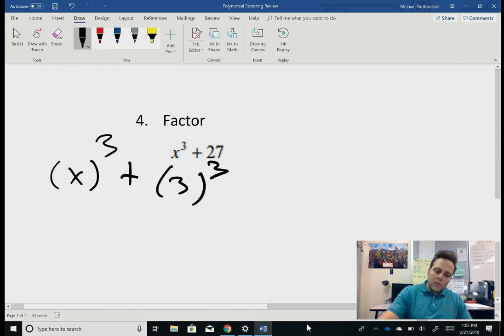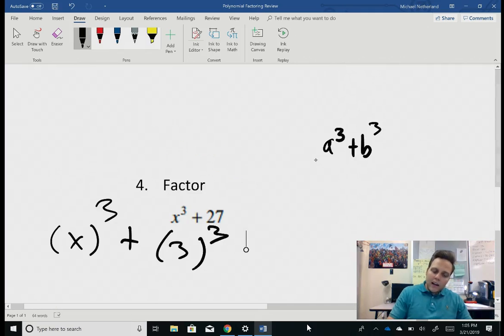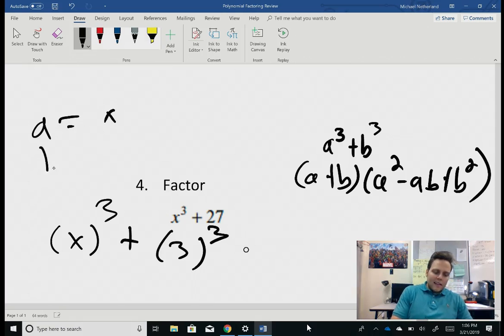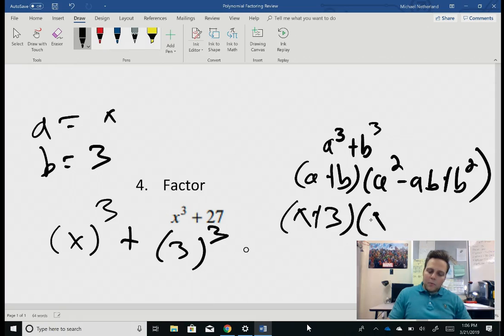Now we just have to remember the formula that we talked about in class. A cubed plus b cubed, I can change that to being a plus b times a squared minus ab plus b squared. In this case, for this problem, my a would be x and my b would be 3. So I can plug in and say x plus 3 times x squared minus 3x plus 9. I got the 9 because it says b squared, and b in this case is 3.